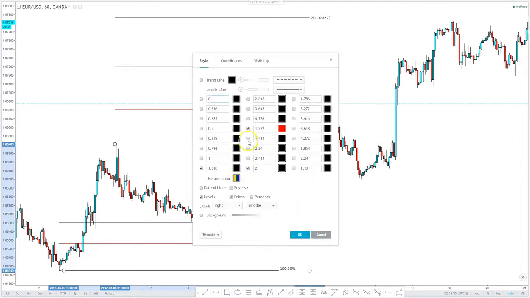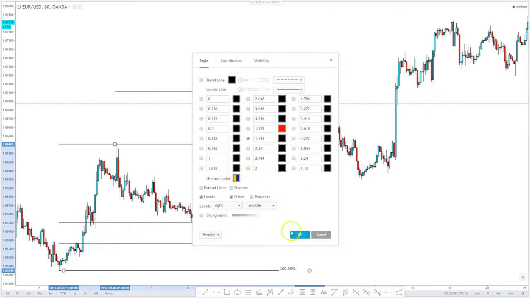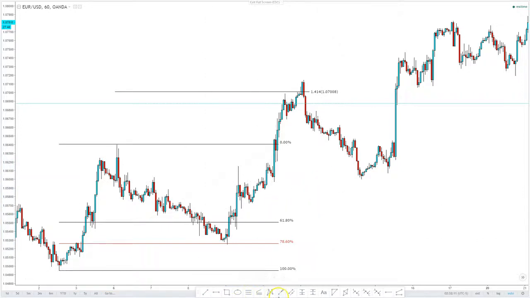Take out the 127. Remember, we're using the 127 and the 1618. All right, for target 1, 127, target 2, 1618. This one fell short a little bit, so it only hit the 1414 and never hit the 1618. Take off this. Boom.